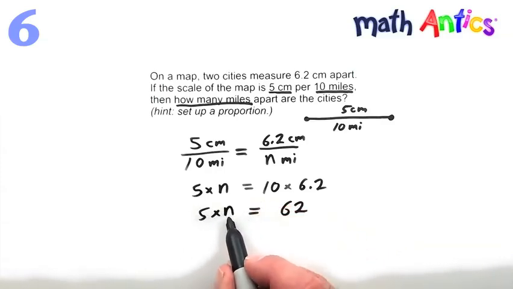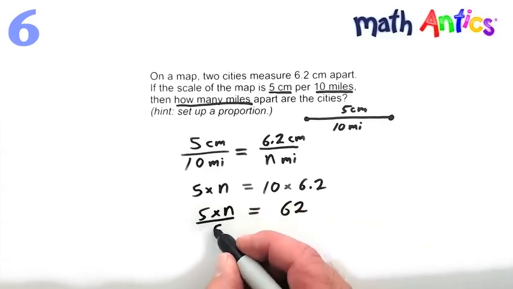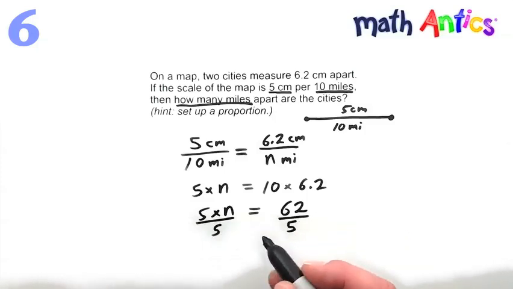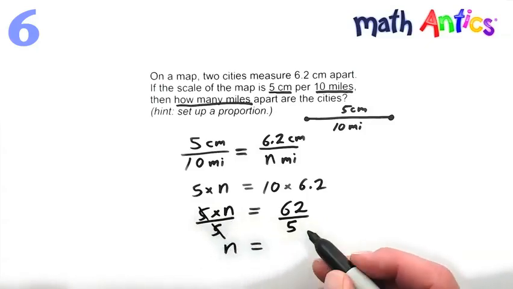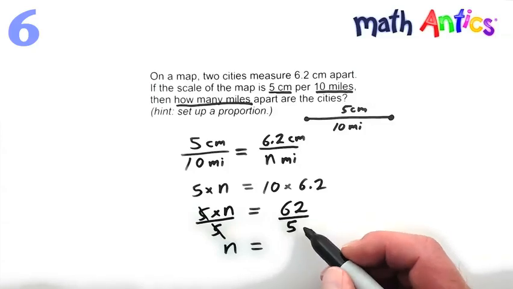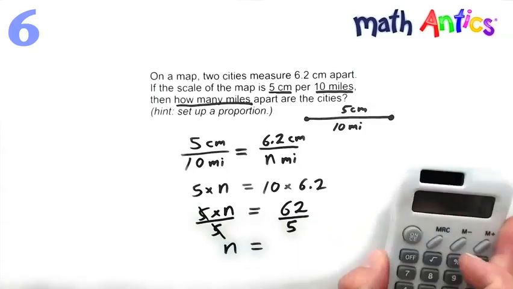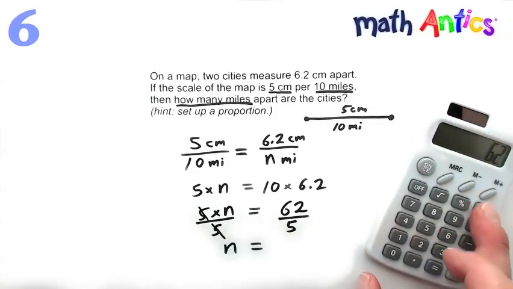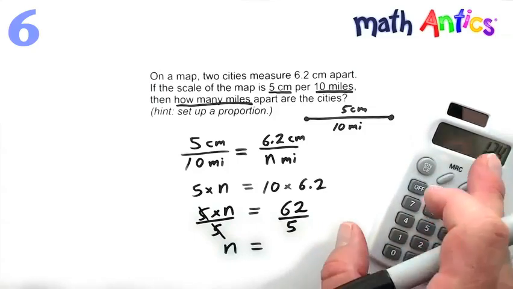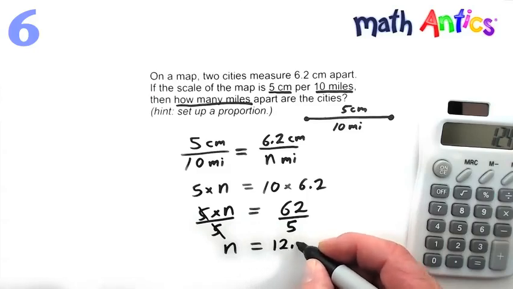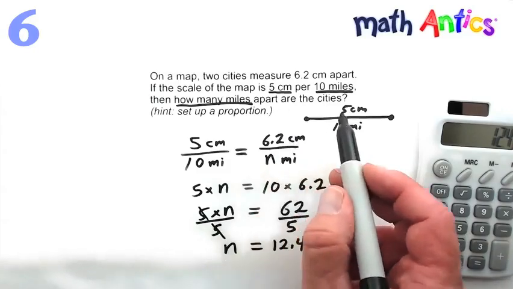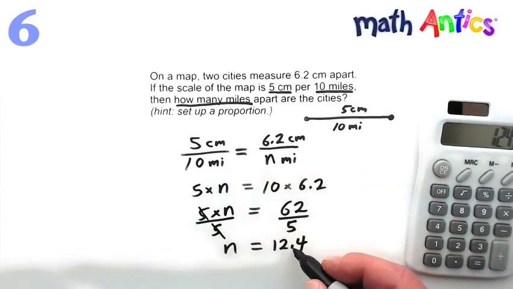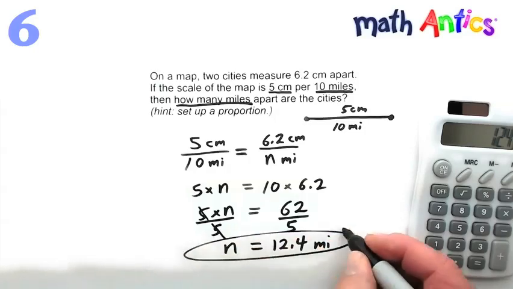And we want to get n all by itself. So that means since it's being multiplied by 5, we're going to divide by 5 on both sides of the equation, and that will cause these 5s to cancel out. n will be all by itself. Now we just need to simplify this part. 62 divided by 5. We'll go ahead and grab our calculator for that. 62 divided by 5 equals 12.4 for that answer. But 12.4 what? Well, we know that n is the number of miles between the two cities in the real world, so n equals 12.4 miles is our final answer.